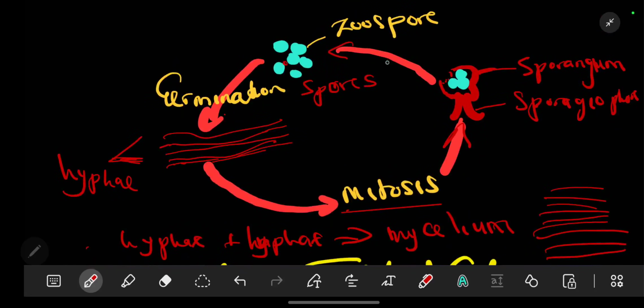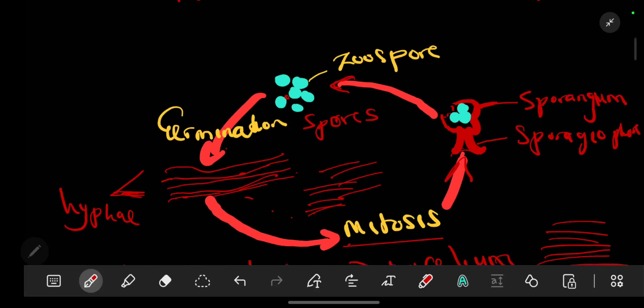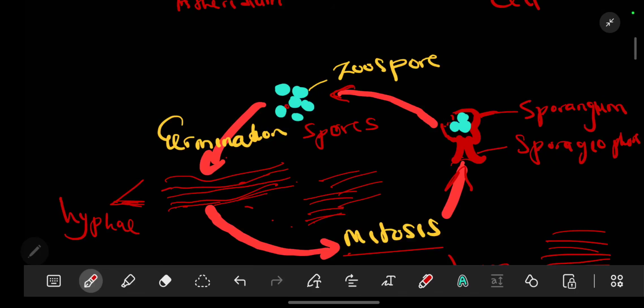So that is mitosis. Then the cycle will continue: zoospores, germination, hyphae. From hyphae, they will undergo mitosis, which is the rapid division, thereby producing a lot of hyphae, which results in the formation of a new mound. A new mound which is able to produce spores like that, and the cycle continues.